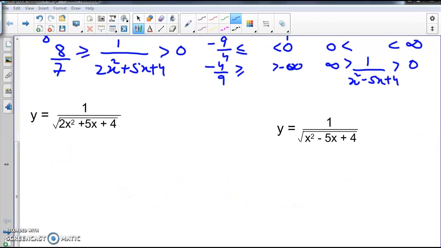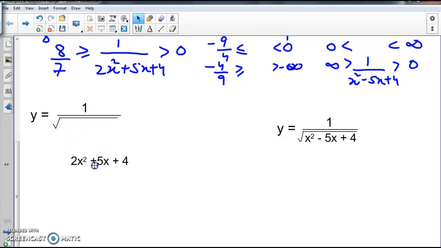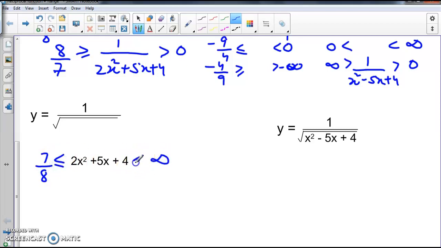Alright, now let us take y is equal to 1 upon square root of 2x square plus 5x plus 4. We have discussed the range of 1 upon 2x square plus 5x plus 4 in the above case. So again, 2x square plus 5x plus 4 lies between 7 by 8 to infinity, including 7 by 8. The values are positive.